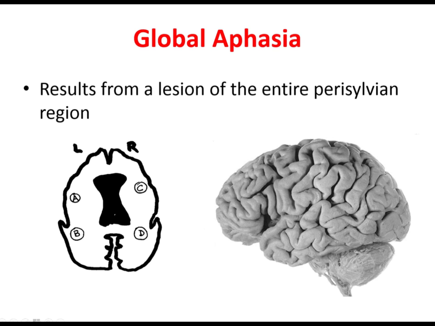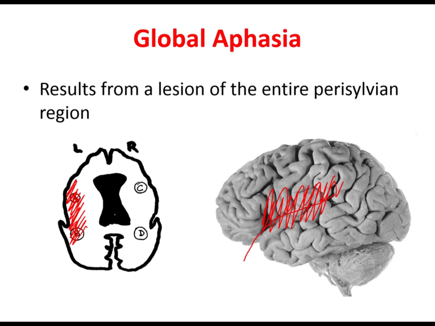Global aphasia now. Global aphasia results from a lesion of the entire perisylvian region. And here, if we talked about the lateral sulcus, and we said another term earlier was the sylvian sulcus, this is a complete lesion affecting this whole area between Wernicke's and Broca's. So this would be a lesion affecting this whole area here, the entire perisylvian area. And what happened here is, both Broca's and Wernicke's area are compromised, as is the arcuate fasciculus.